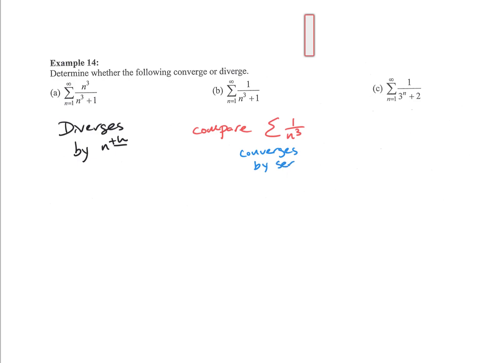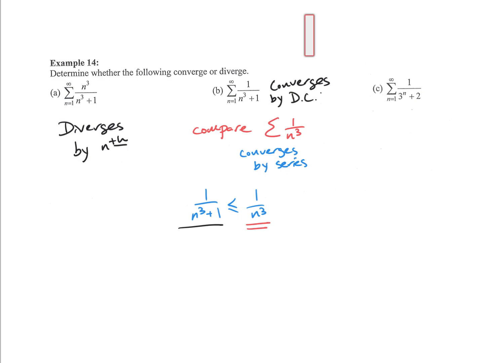All right, and so now we need an inequality. So now we have 1 over n cubed, and we have 1 over n cubed plus 1. So which one is bigger? 1 over n cubed is bigger. It's always going to be bigger than or equal to. And so what you know is that what? The bigger one did what? Converge. So the bigger one converged. What do we know the smaller one must do? Converge. So this one converges. Why?